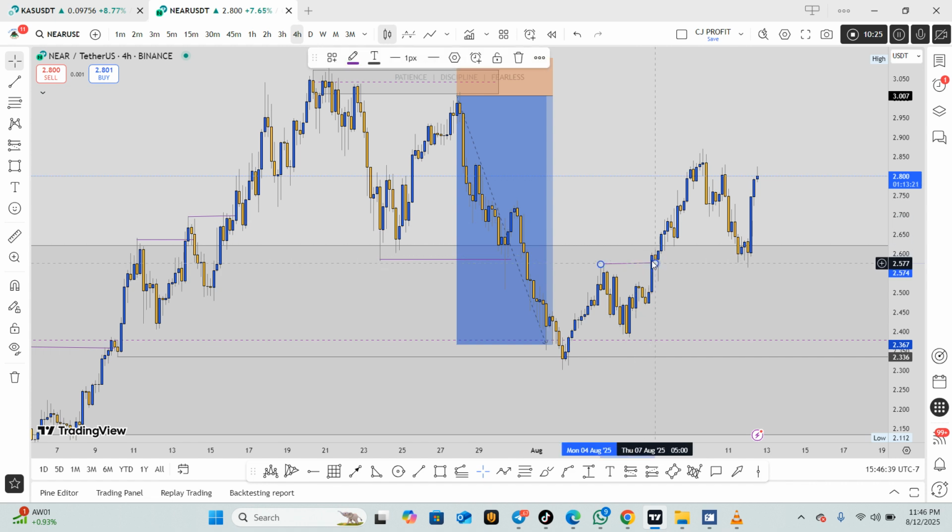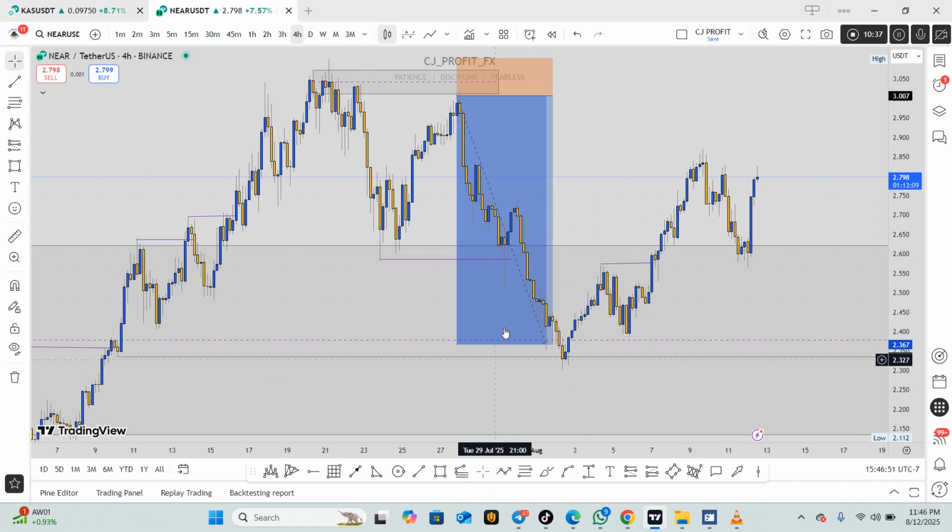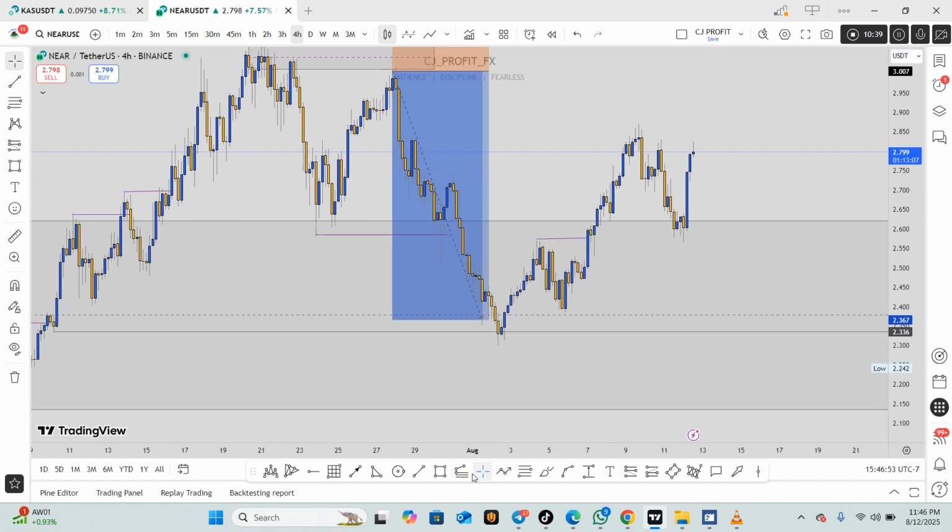So for our change of character, remember the strategy I taught you guys before. Anytime we have any change of character or break of structure, what we're expecting is to get entry at the origin that caused the break of structure or change of character. Then somebody might ask you, what's the origin? Let's target this area as the origin.